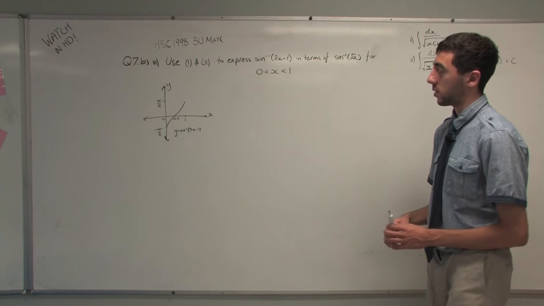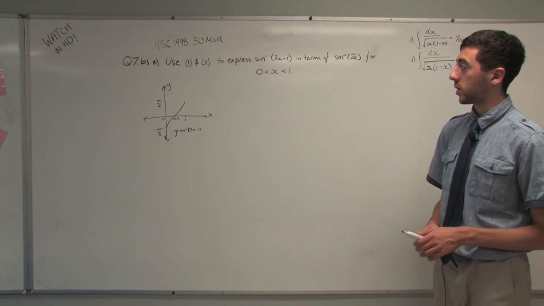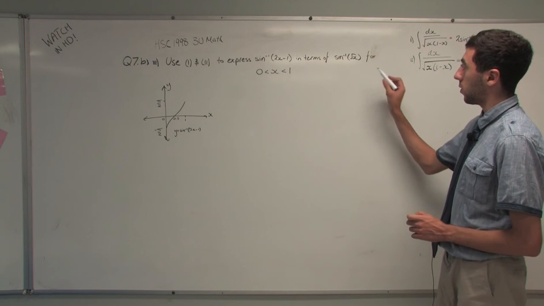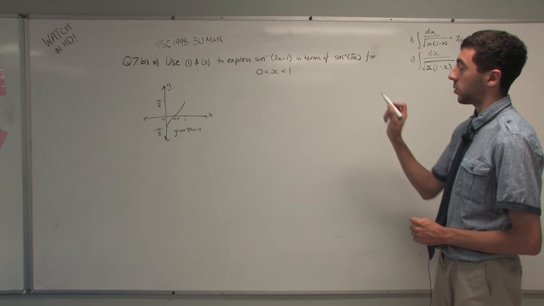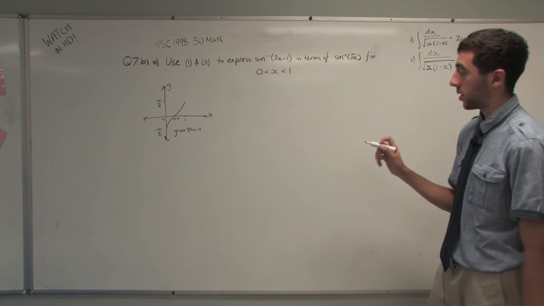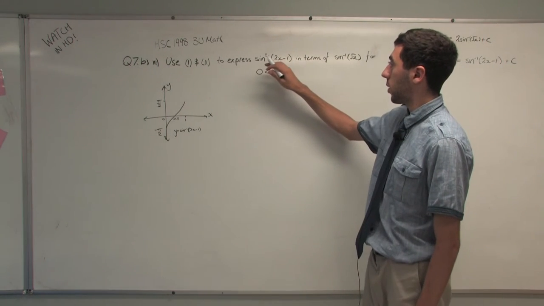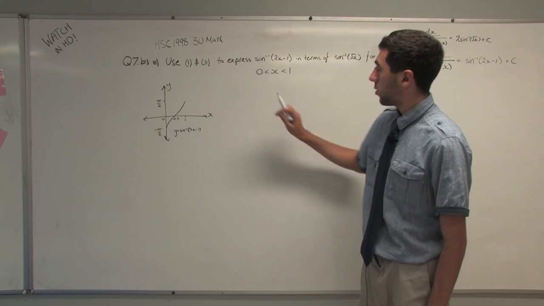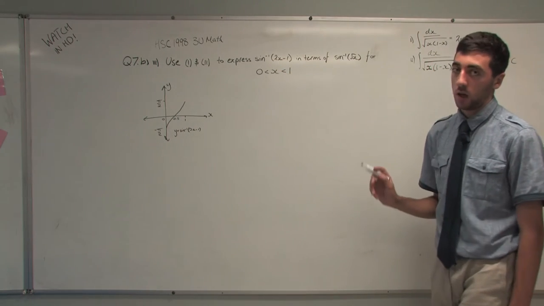So part 3 asks us to use part I and II to express sine inverse of 2x minus 1 plus the square root of x, for x between 0 and 1. So what does that mean? Well, sine inverse 2x minus 1 is simply bound within that for us. So what are we going to do? We're going to have to consider part I and II.